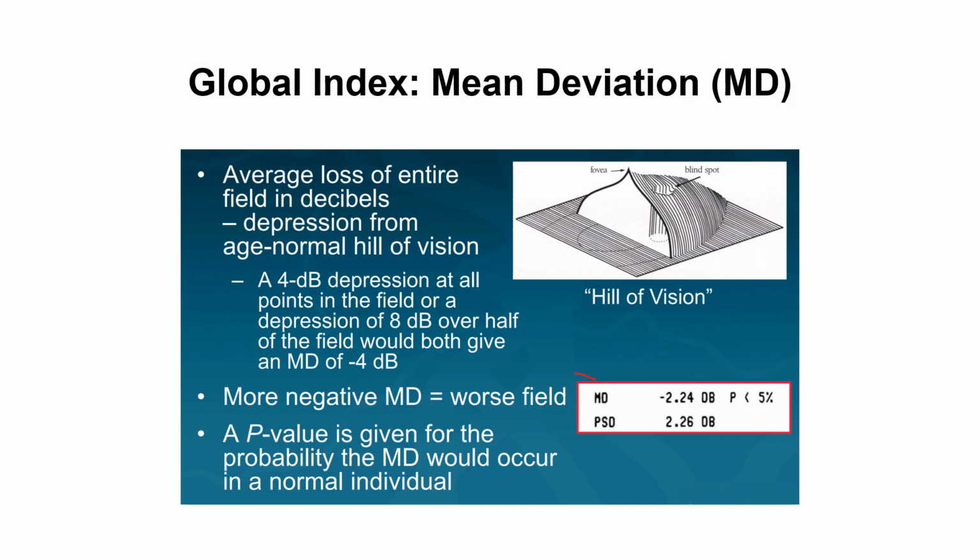The most important point: the more negative the MD, the worse the field. So if you see minus 10, it's not like minus 1 decibel. And this probability, the p-value, is given for that MD occurring in a normal individual. So this MD, for example, can happen in less than 5% of normal individuals. And if you see 1%, it means that this mean deviation can happen in less than 1% of the normal population, so 99% that it's an abnormal result. You understand what the meaning of p-value is? It's like p-value in research.